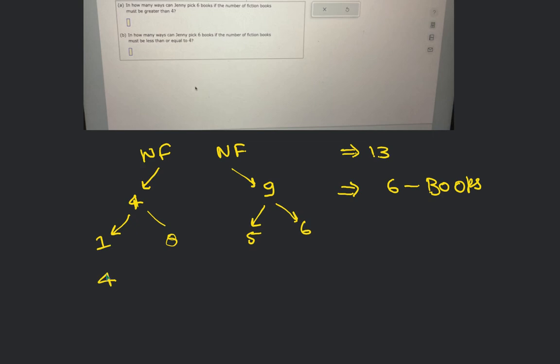Let's understand what we are getting here. So we are writing 4C1, then 9C5, right? Yes. Then multiply. And the second case is 4C0 multiplied by 9C6. Understood? Yes, clearly.